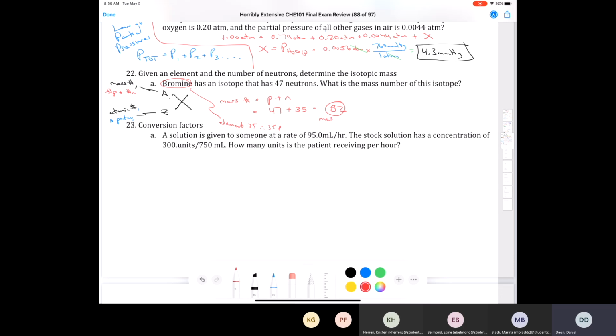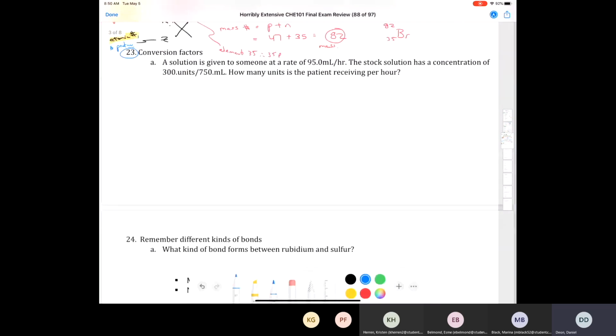This is the way that you would write that, though it's not asking us to do it. It'd be bromine 82, and then, of course, I'm going to have 35 like that. So what's the take-home message from that question? You need to know what mass number is, and you need to know what atomic number is, which I think most students master relatively quickly. Number 23, even more practice on conversion factors.